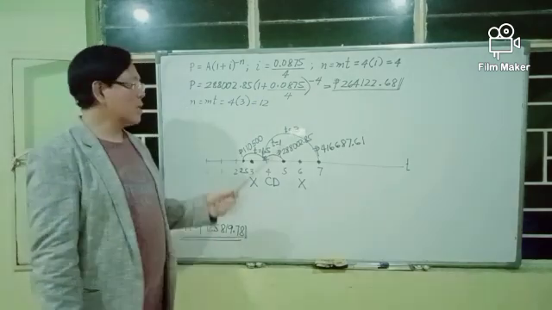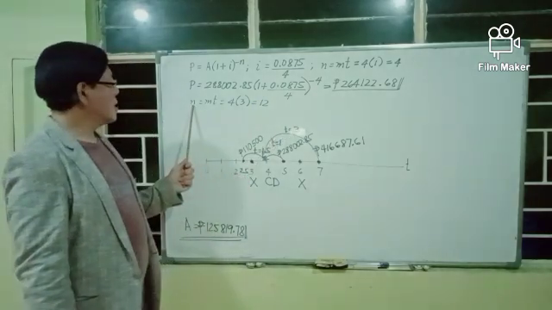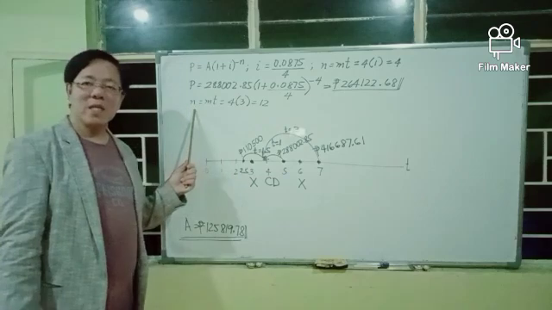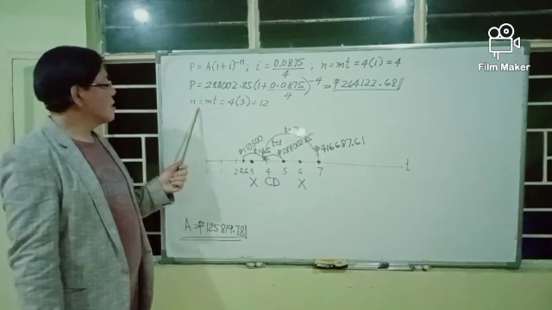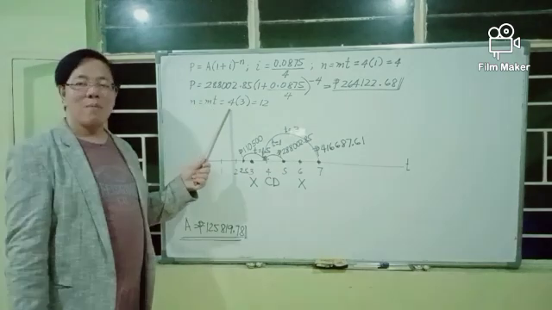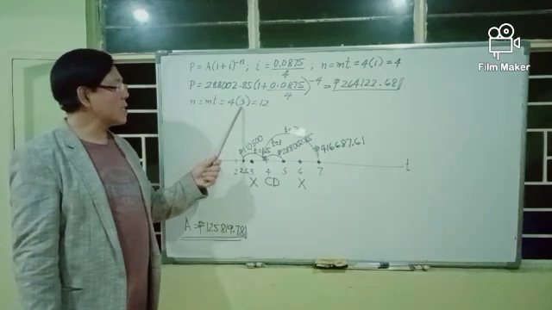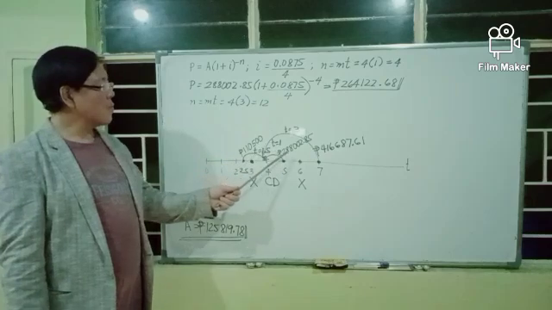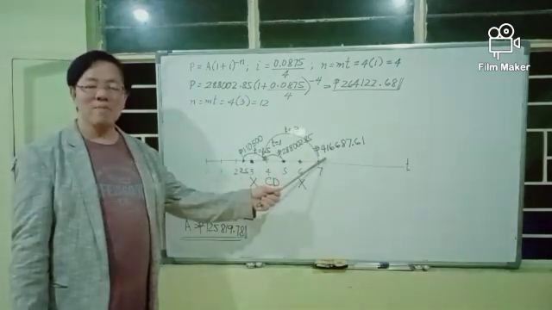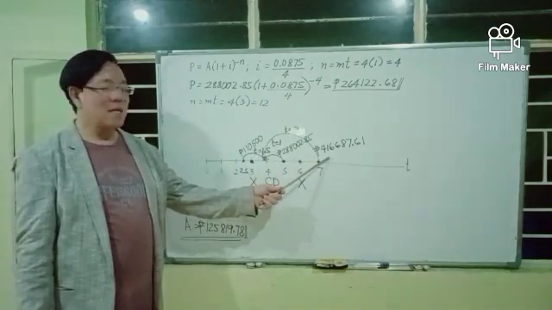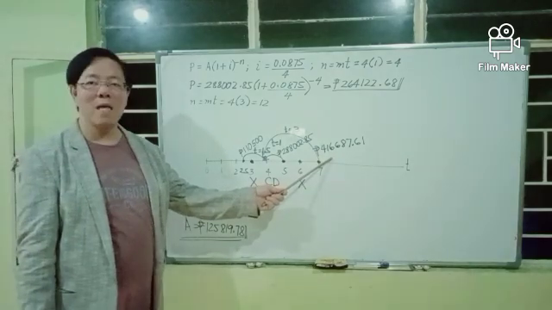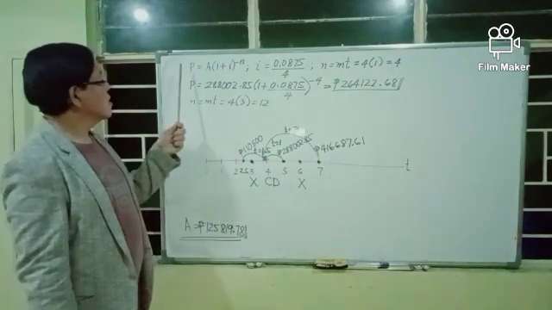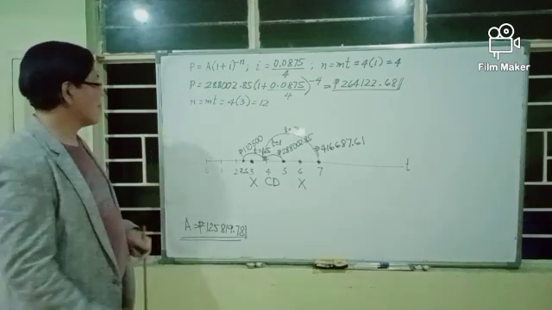For T equals 3 years, the total number of interest computations is M multiplied by T, where M is 4 for quarterly, and T now is 3 years. 4 multiplied by 3 is 12. We now compute the discounted amount or present value of 416,687.61 pesos using this formula.